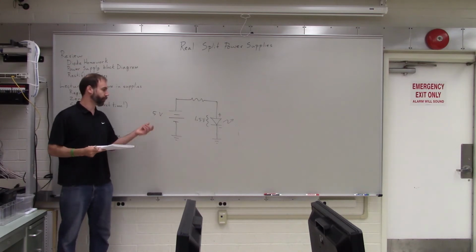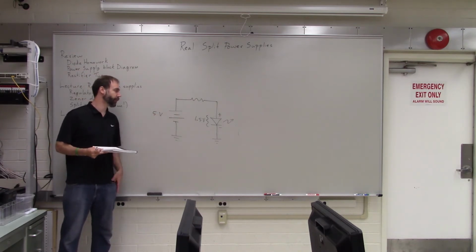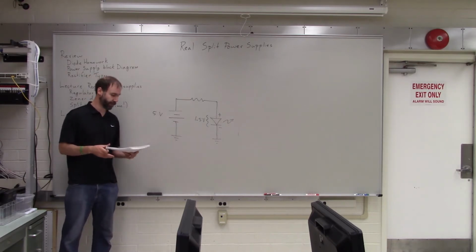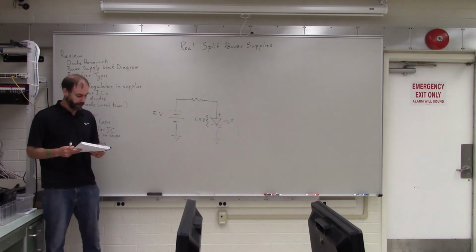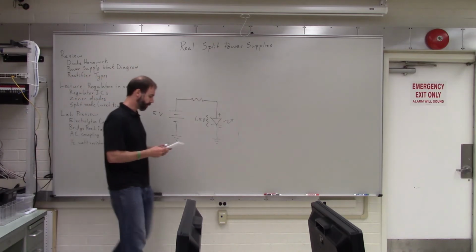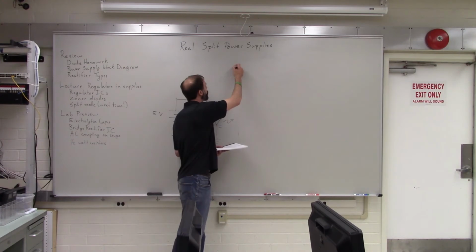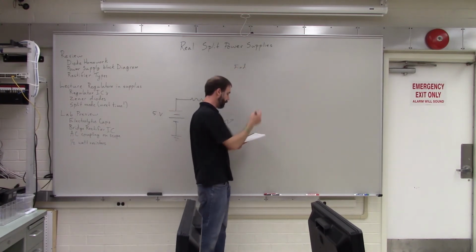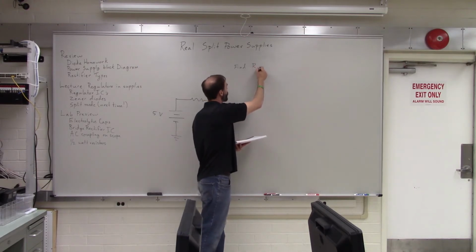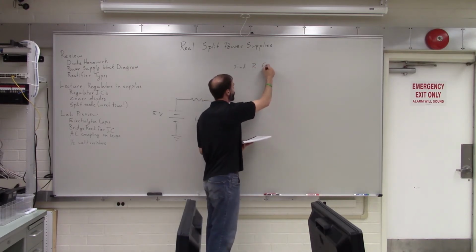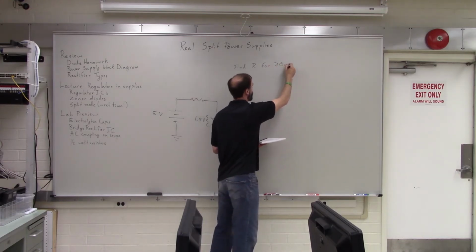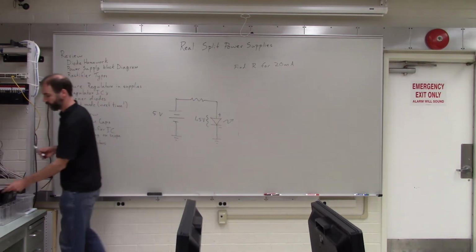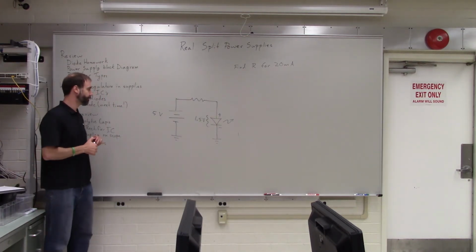Remember, LEDs can have more than 0.7 volts across them. They typically have 1.5 to 3 volts, depending on what color they are. So this one has 1.5 volts across it. And we have to find the resistor so that you get 20 milliamps flowing through the circuit. Okay? So let's see how we can do that.